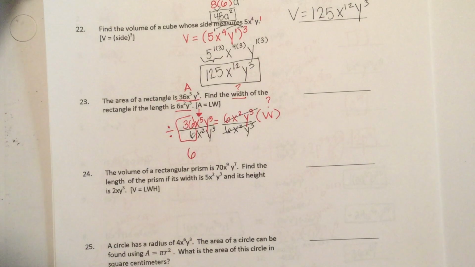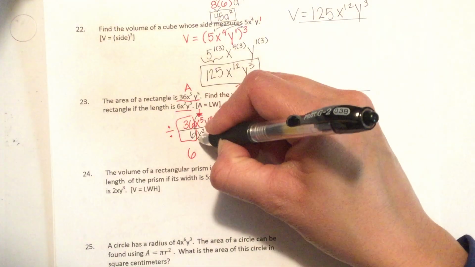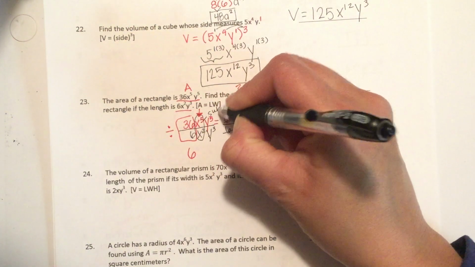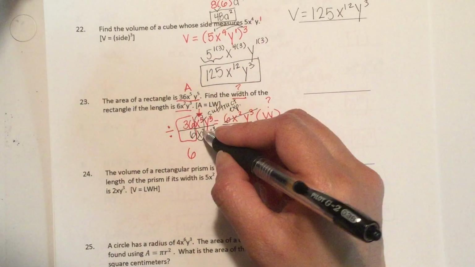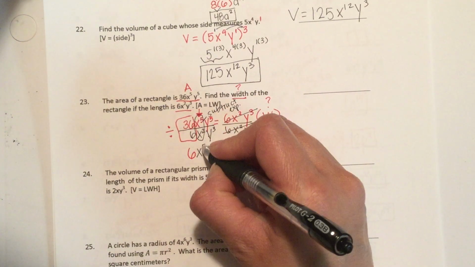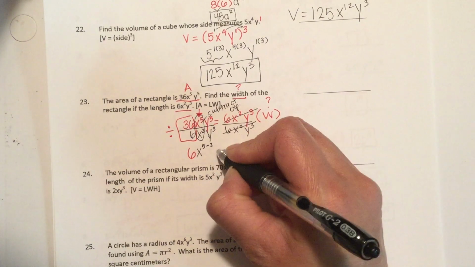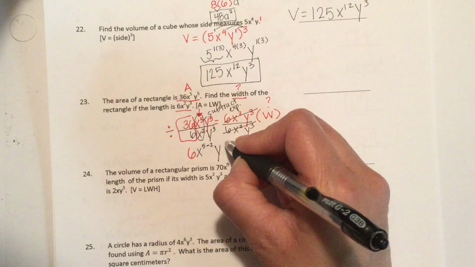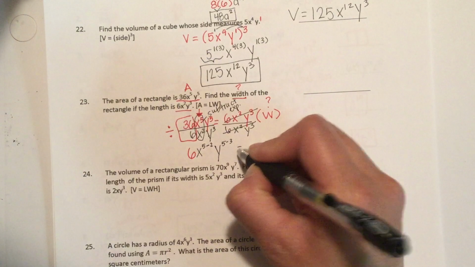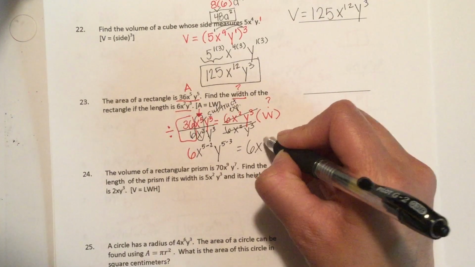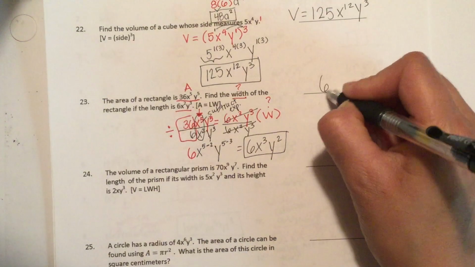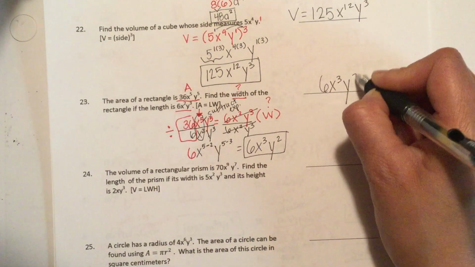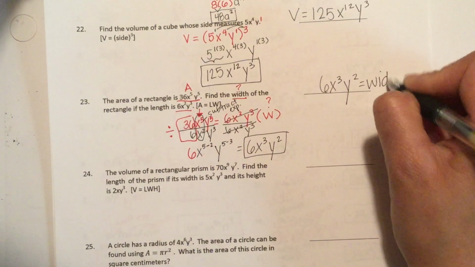When you look at your variables, you're going to subtract your exponents. So 5 minus 2, x to the 5th minus 2. You're subtracting y to the 5th minus 3. So you should get 6x to the 3rd, y squared as your final answer. And this is the width.